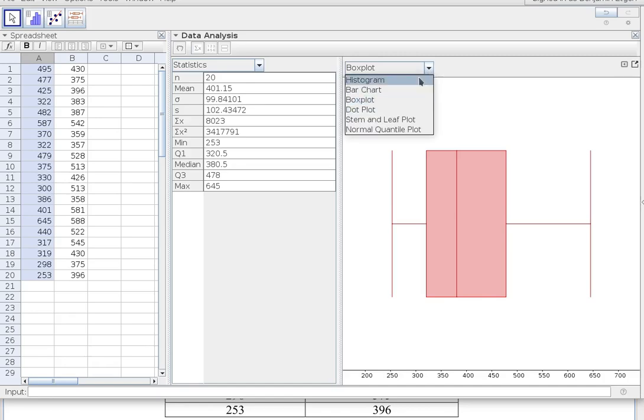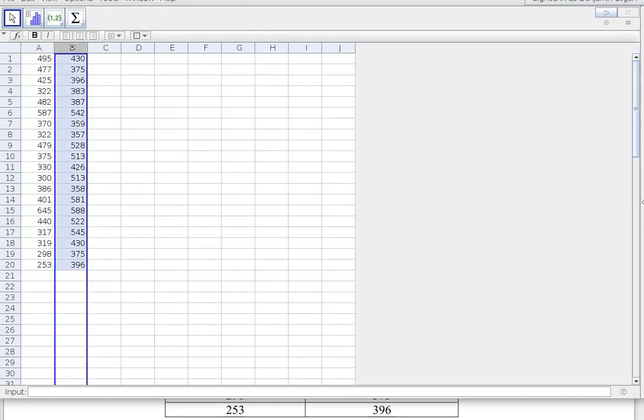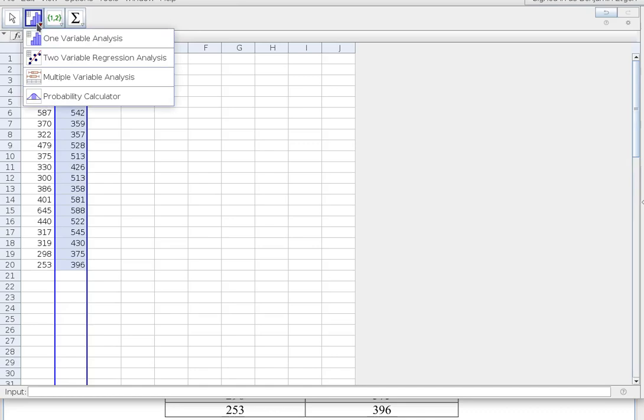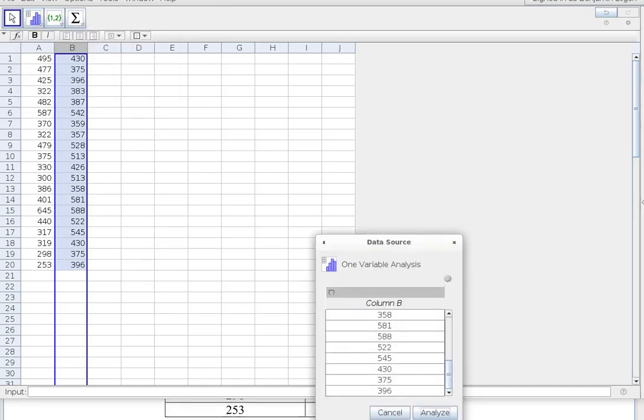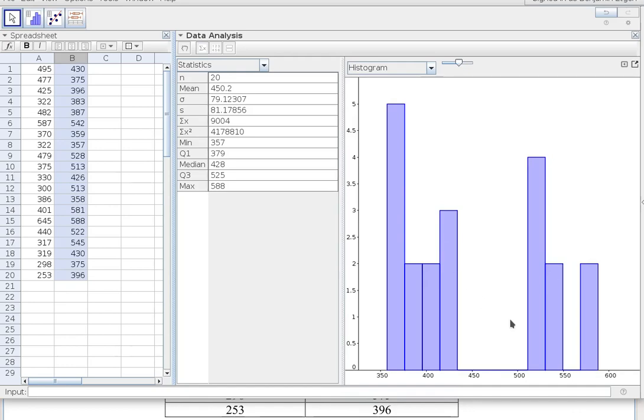There are no outliers. Let's now look at the normal quantile plot, and the data looks very closely aligned along the line. So the first set of data, I think that was the beef hot dogs, looks like it is perhaps normally distributed. Now let's look at the poultry hot dogs, the second set. Again, let's do one variable analysis on it. Let's look at a histogram, and that certainly looks curious.